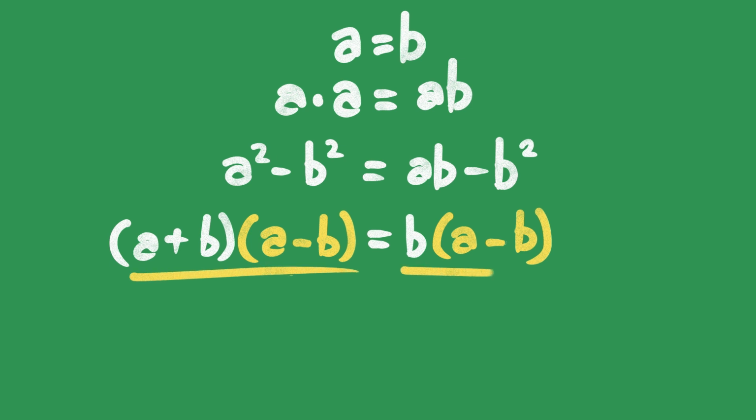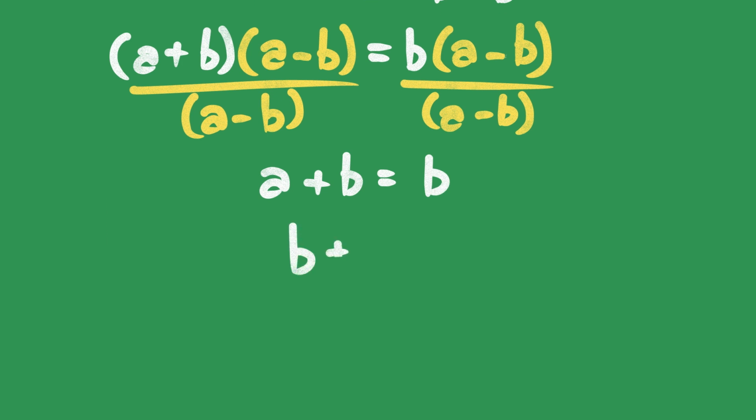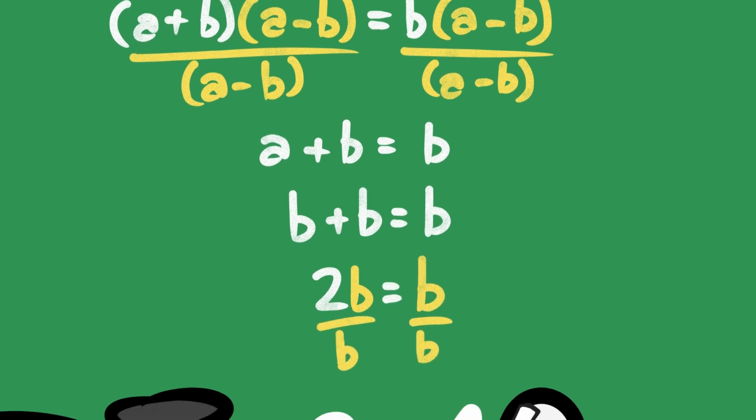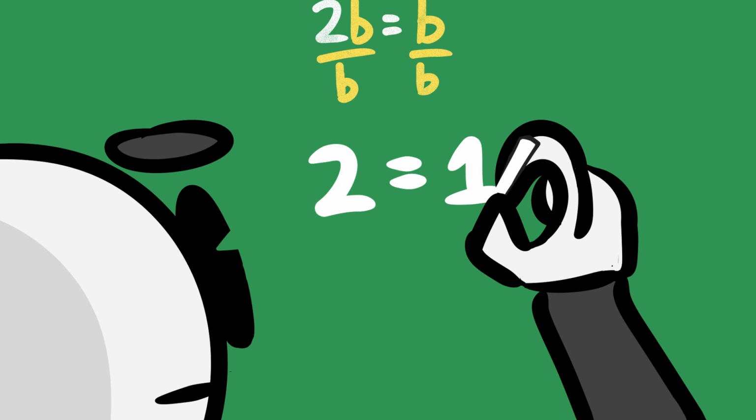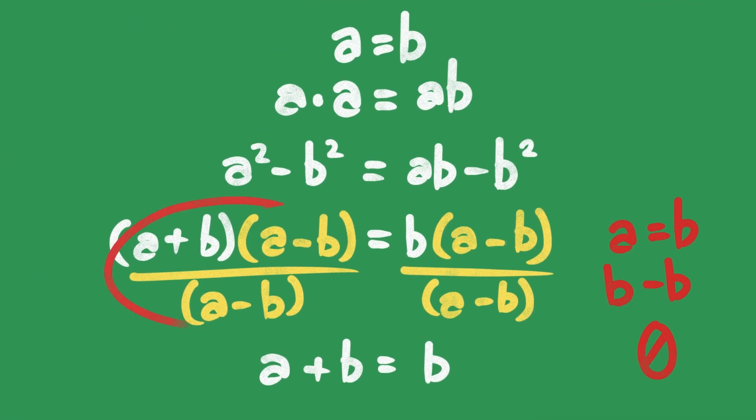Now, since each side has a common factor, you can divide it out. Now, let's substitute a for b since they're equal. 2b equals b. Finally, divide by b and we get 2 equals 1. And this is possible because we divided by 0 back here.